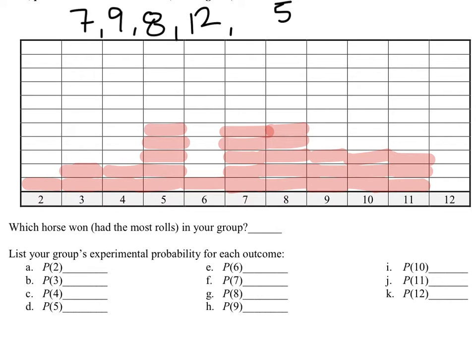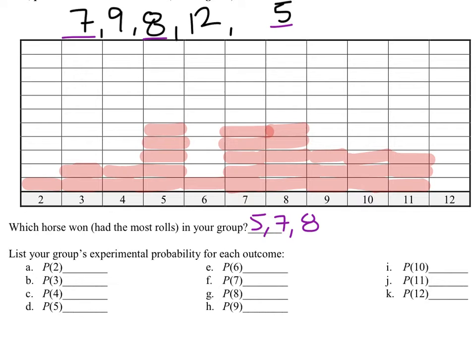So looking at this, which horse won or had the most rolls in the group, we can see that 5, 7, and 8 all tied. And up here, we had estimations of 5, 7, and 8 would win. All right, now there's a reason why these 3 particular ones should win, even though it's highly unusual to get this small amount of 6s, and we'll see why here in just a moment. But we need to determine the experimental probabilities for these outcomes.